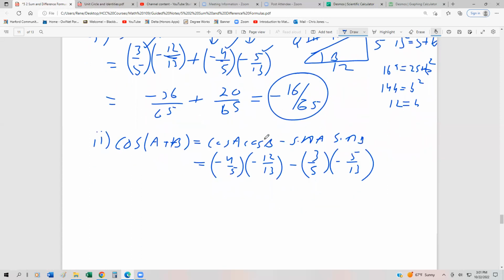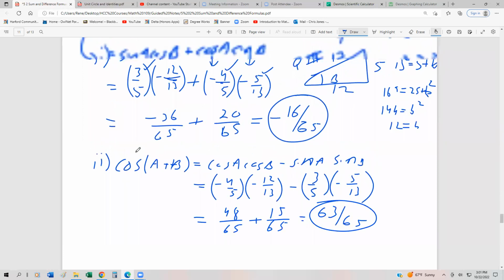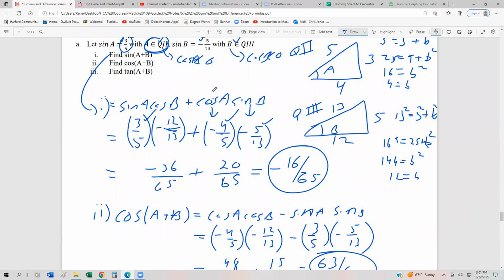And so when we multiply this out, negative 4 times negative 12 is going to give us a 48. We know the denominator is 65. And then 3 times negative 5 is negative 15, but we have a minus there. That just turns into 15. And then 48 plus 15 should give us our 63/65. Finally, we want to figure out what the tangent of A plus B is.